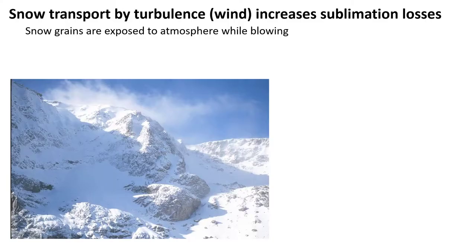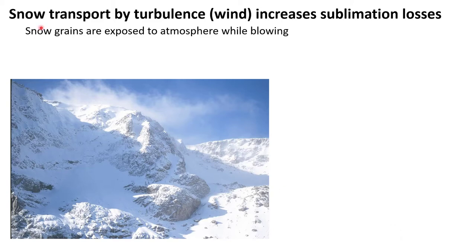Another really important implication of turbulence and wind in snow transport is that snow transport increases sublimation losses. And so sublimation, remember, is the movement of snow in the solid form directly into gas form, skipping over the liquid phase of water. And that's exactly what you're seeing in this image, and you see this often on the surface or up high on Pikes Peak on windy days.